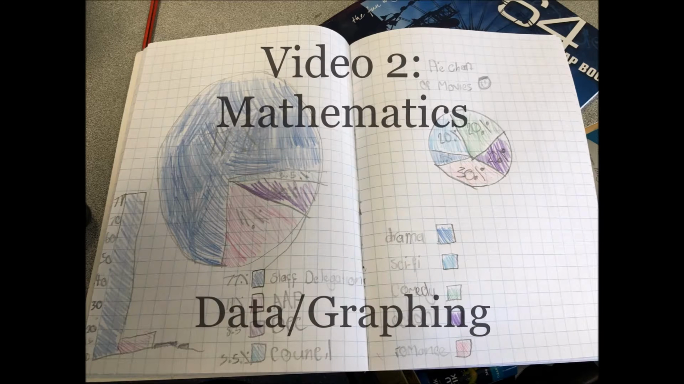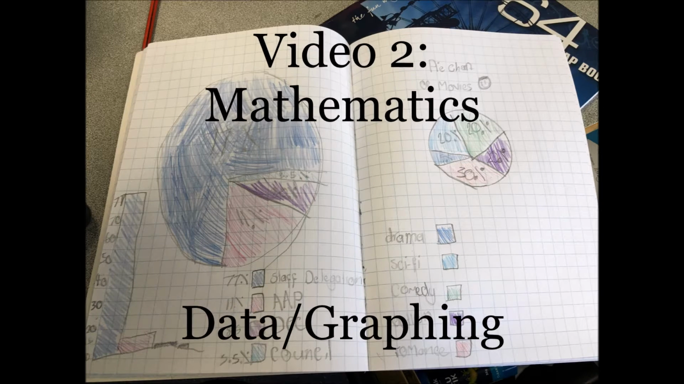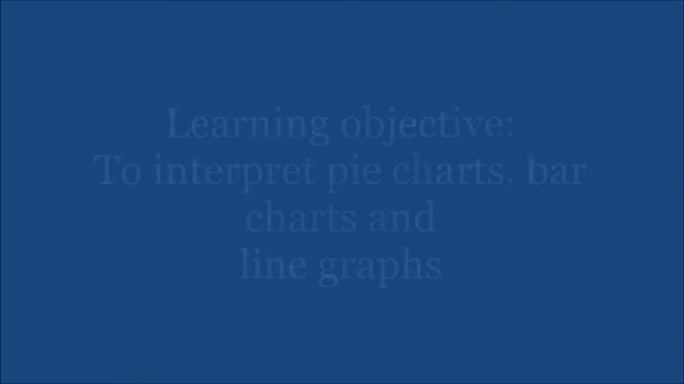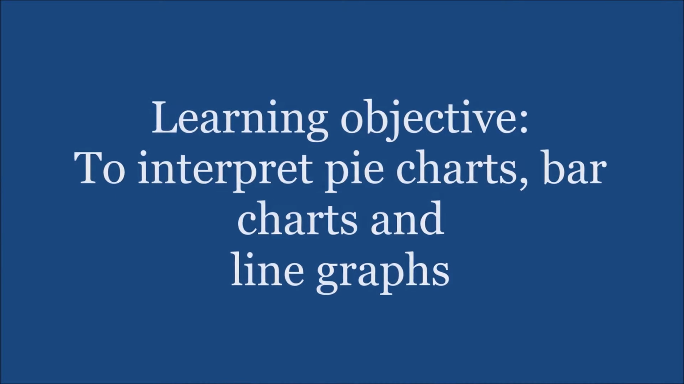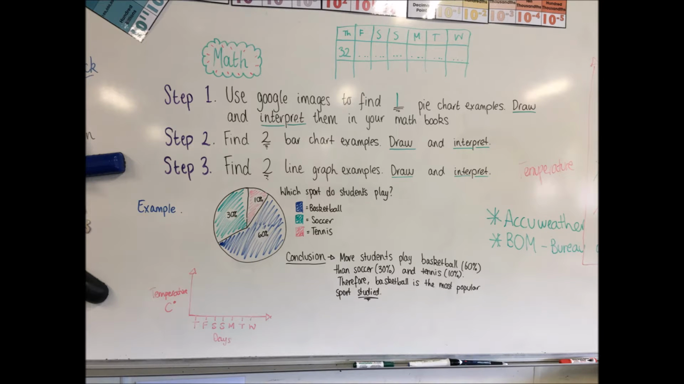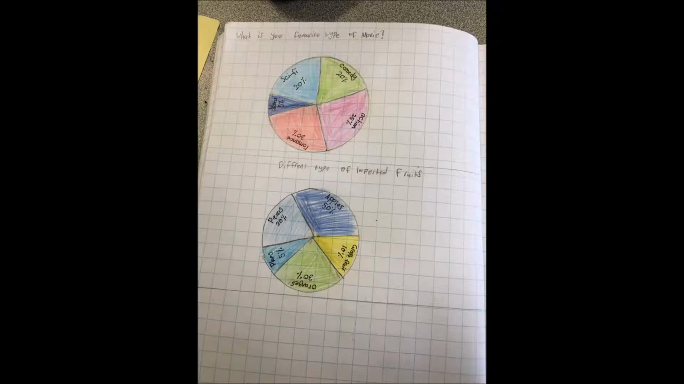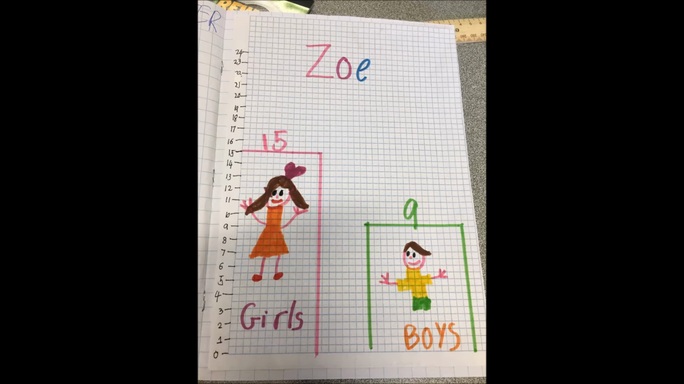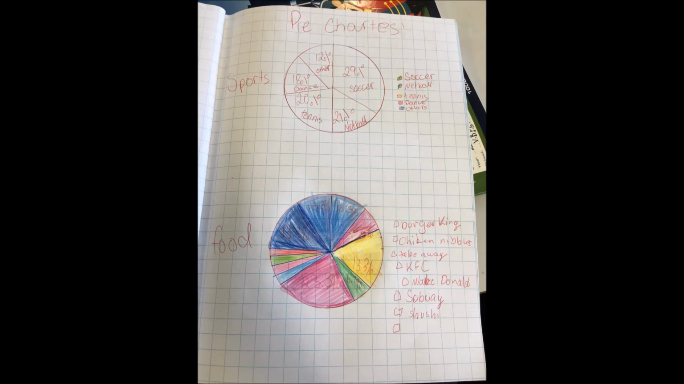Video number 2 shows another mathematics lesson where students were required to research different graphs on their iPads, draw them and interpret their meaning. Initially, I planned for 2 pie charts, 2 bar graphs and 2 line graphs in a 90-minute session. Whilst working productively, some students worked more quickly than others, so I reduced the requirements to 1 of each chart type for students who needed more time on each graph. I did this to ensure that every student had a chance to look at all 3 graph types.